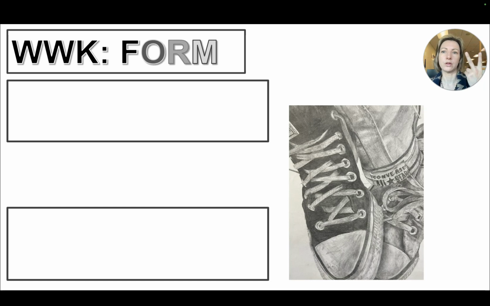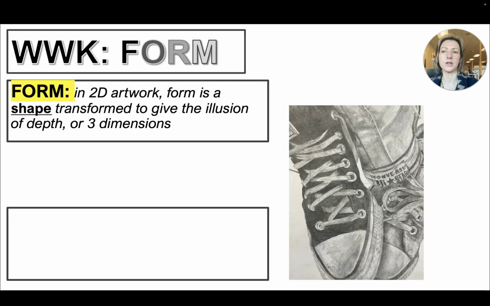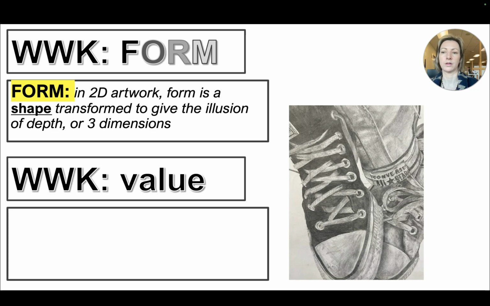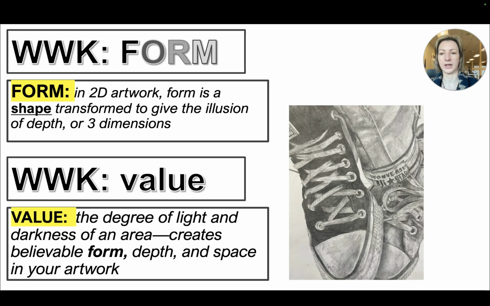So we have two words worth knowing. You might have heard of them before. Our first is form. Form in 2D artwork is a shape transformed to give the illusion of depth or 3 dimensions, so especially important in drawing and painting. Our second is value. Value is the degree of light and darkness of an area. It creates believable form, depth, and space in your artwork. An excellent example is right down there of student artwork of a drawing of shoes. So excellent use of value that creates a nice rounded form and believable space.